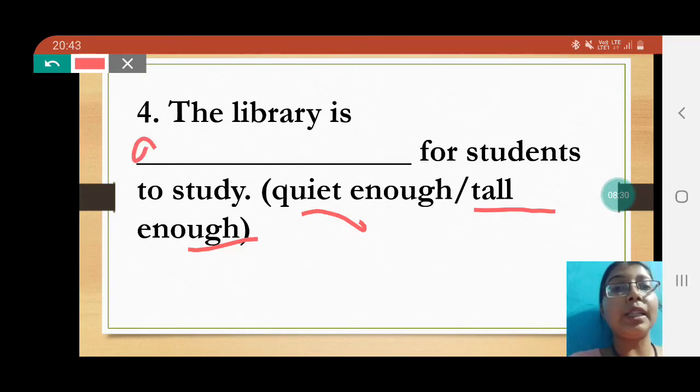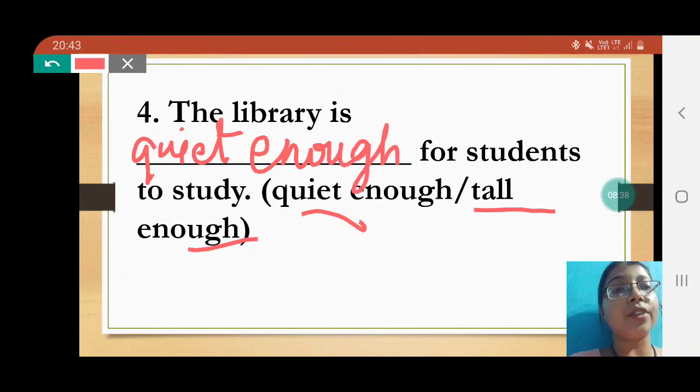And you know, students, library is a place which is very quiet for students to study, so that they can study very nicely there. They pay attention very nicely without any disturbance. So the library is quite enough for students to study. This will be your answer, students. Okay.